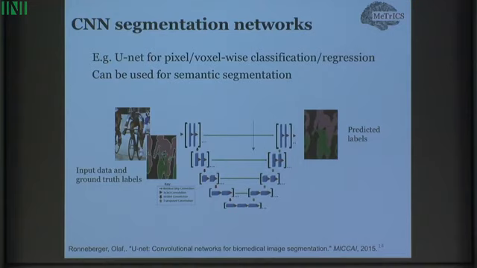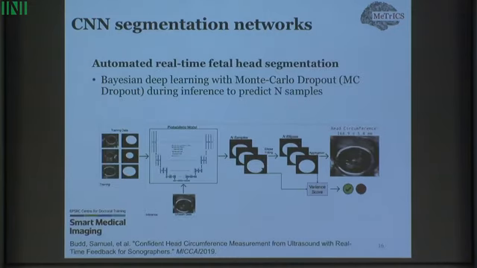That you can then perform segmentation on unseen data. So these types of networks are having a real impact on medical imaging now, and as we heard yesterday, are already being used in clinical practice. This is an example of one recent application by my PhD student Samuel Bird. So here we're performing real-time segmentation of the fetal head from ultrasound.